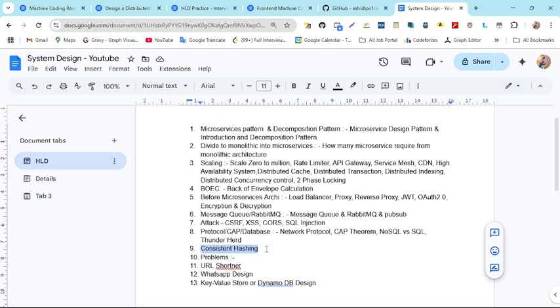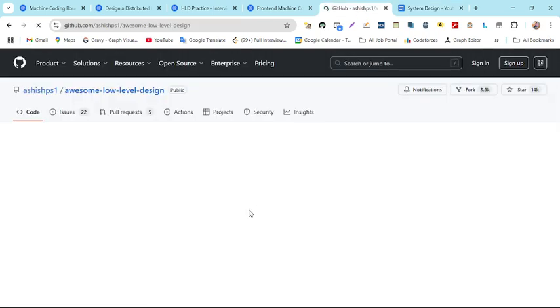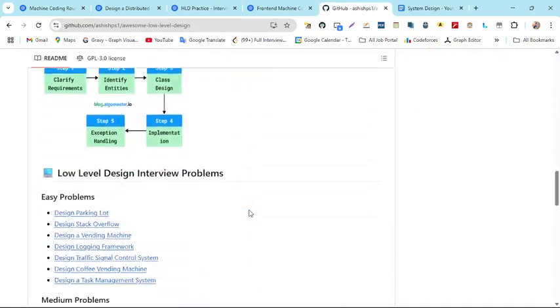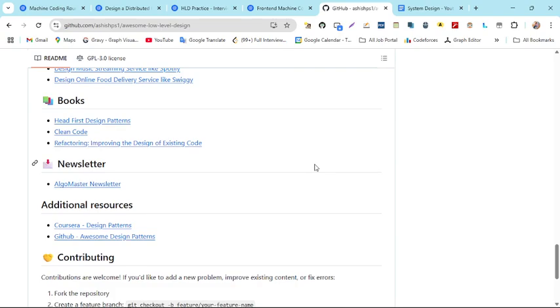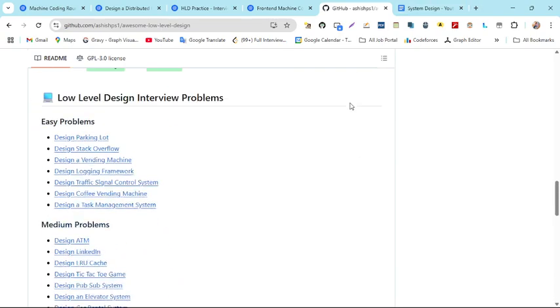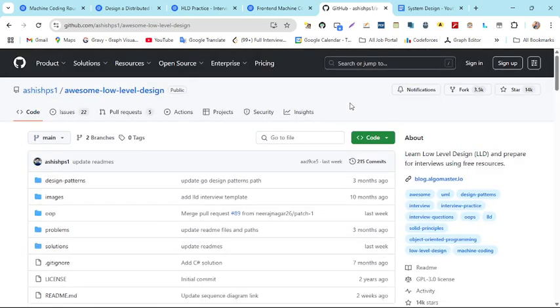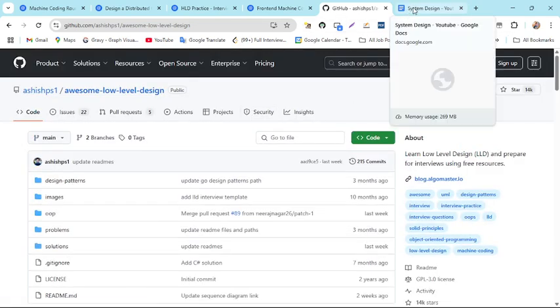After that, we will see some of the important problems, and we'll try to complete all 45 problems from Ashish Gupta's GitHub list, right? Similarly, this is the low level design list, and there is also the awesome high level design list by Ashish Gupta. You can just Google it.